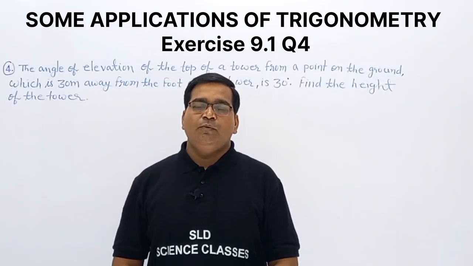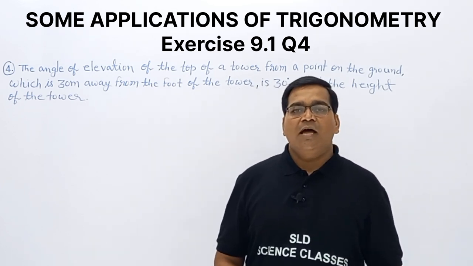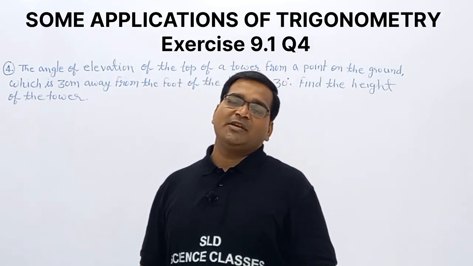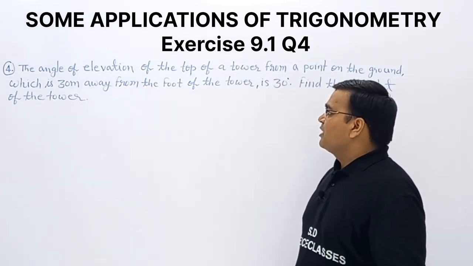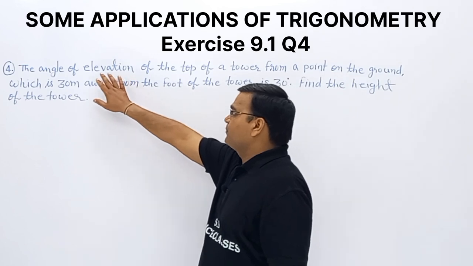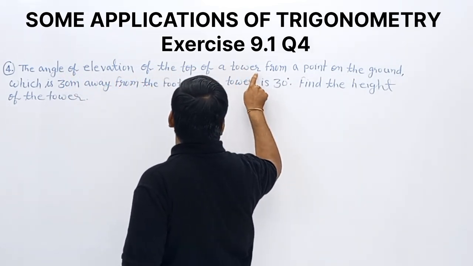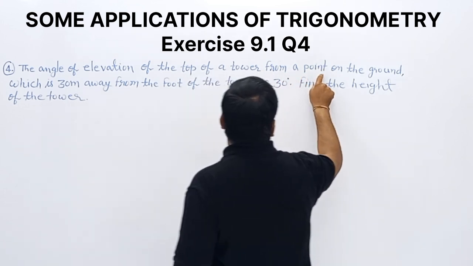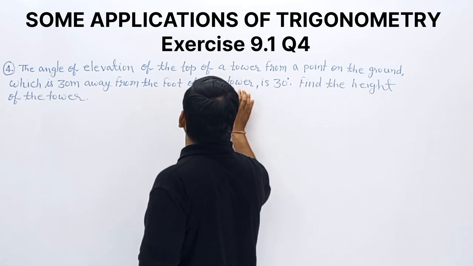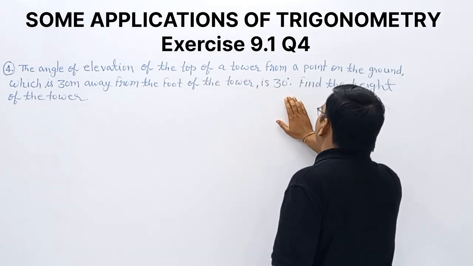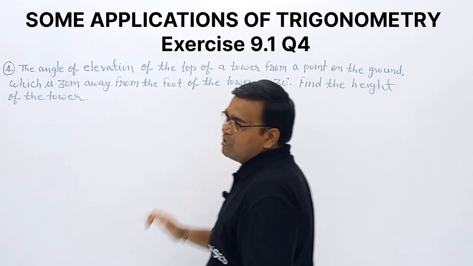In this class, we will discuss question number 4, exercise 9.1, some applications of trigonometry. So, what about this question? The angle of elevation of the top of a tower from a point on the ground, which is 30 meter away from the foot of the tower, is 30 degree. Find the height of the tower.